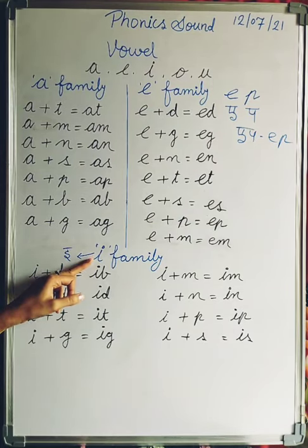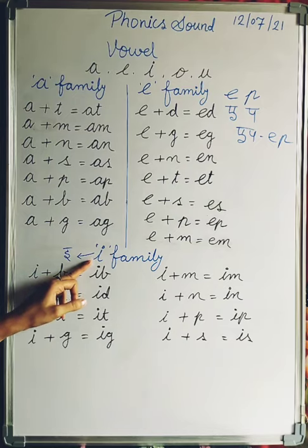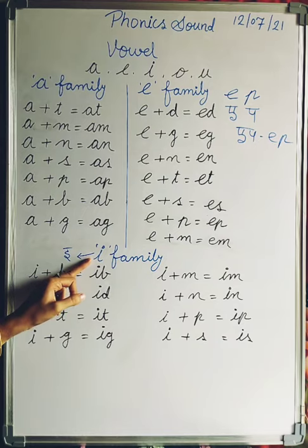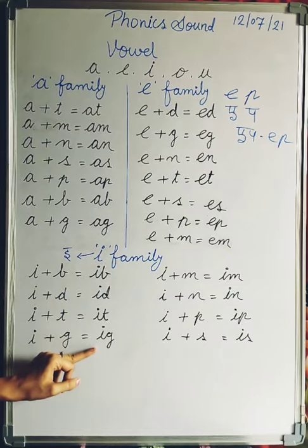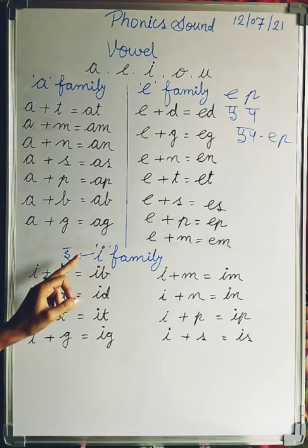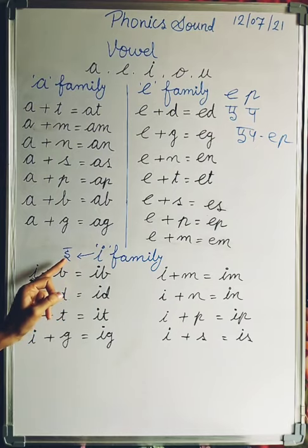Now let's learn the sound of vowel I. Means we are going to learn the words of this vowel I. Two letter blendings with this vowel I. I vowel ke saath consonant ko add karke, two letters ko add karke new words bante hain. Wahi hum learn karenge. This I makes the sound like E. I ka jo sound banta hai wo kya banta hai? E.